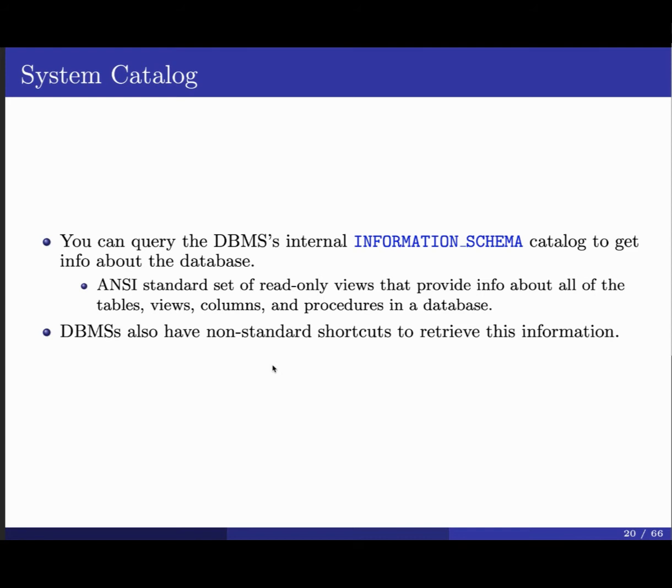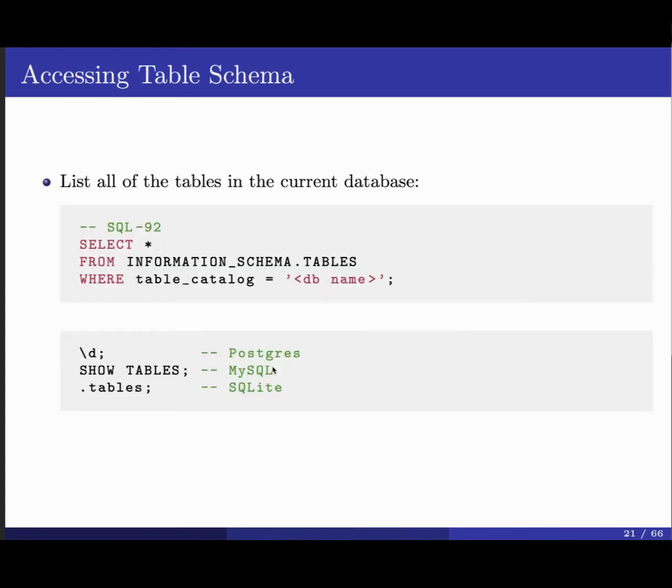Plus, most database management systems have non-standard shortcuts. So instead of using the standard way to query, let's say, the information schema, they allow you to use a shortcut to retrieve this information. The first one here is to list all the tables in the current database. This is the SQL-92 standard. You say select star from information_schema.tables where table_catalog equals the database name that you're looking for. Anyway, in this case, that's the standard way.